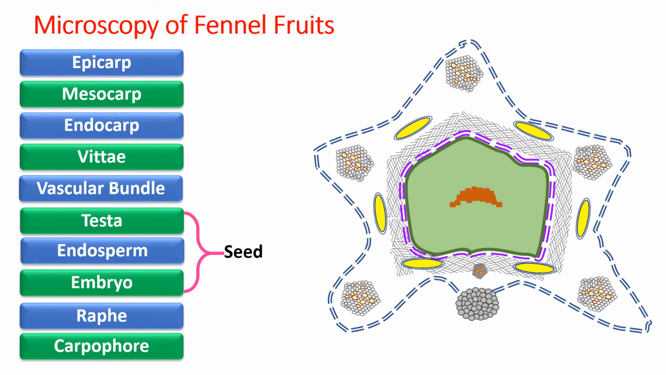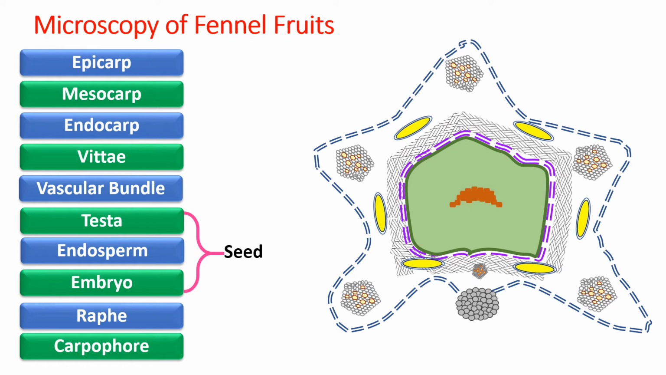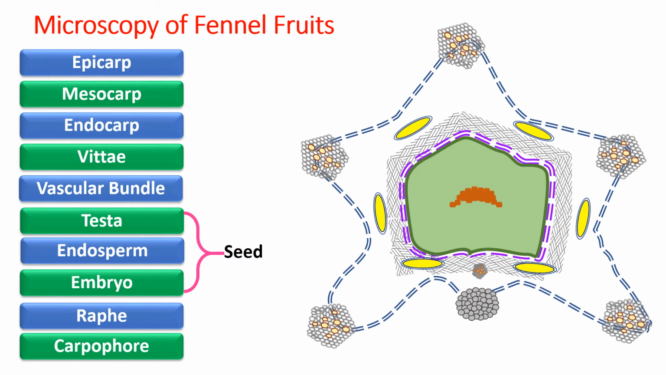This is the endocarp. If you notice, the endocarp has a parquetry arrangement for the cells. The mesocarp, the fruit, also shows the presence of Vittae. The yellow colored oval Vittae can be seen here, and these are oil glands, schizogenous oil glands. Apart from that, it also has vascular bundles.